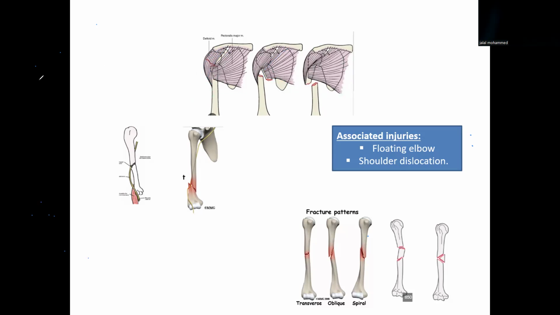Then this is a diagram which is describing the involvement of the radial nerve when there is a humerus fracture.